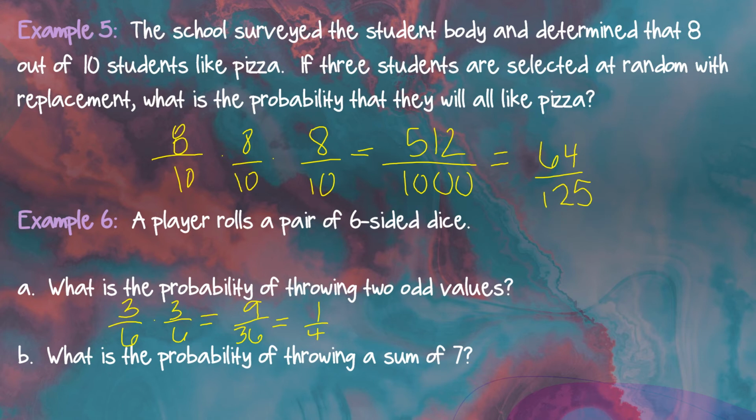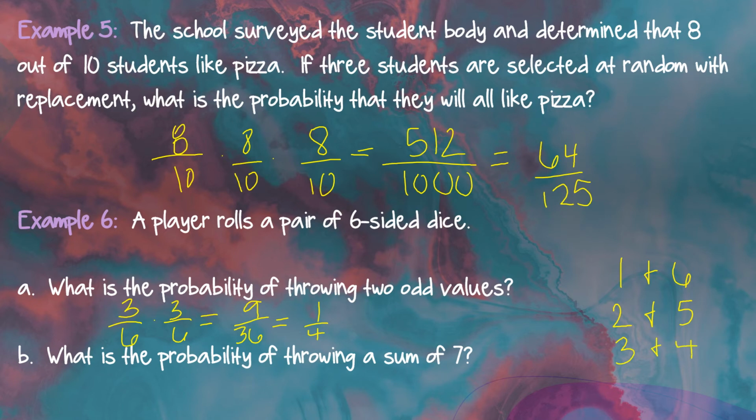What is the probability of throwing a sum of 7? Now this one's a little bit more complicated because you have to think about the ways to get a sum of 7. So let's say you throw a 1 on the first one. You would have to throw a 6 on the second one to get a sum of 7. Let's say you throw 2 on the first one. You would have to get a 5 on the next one.